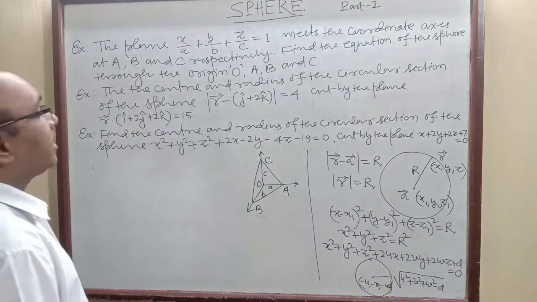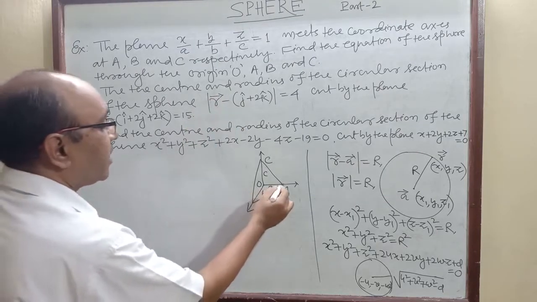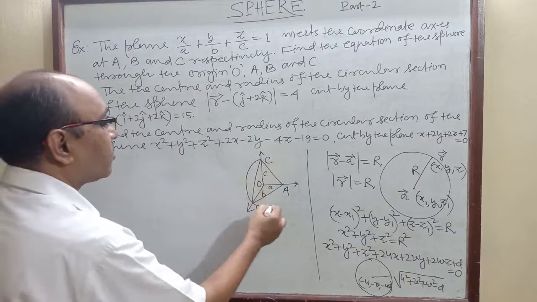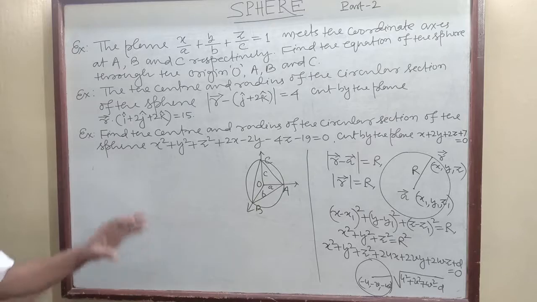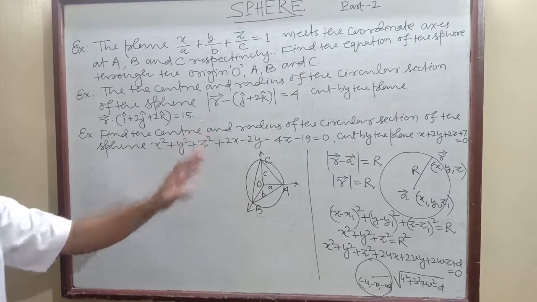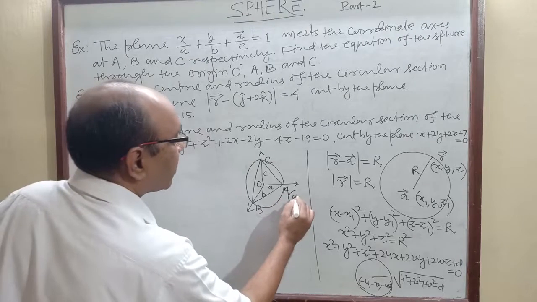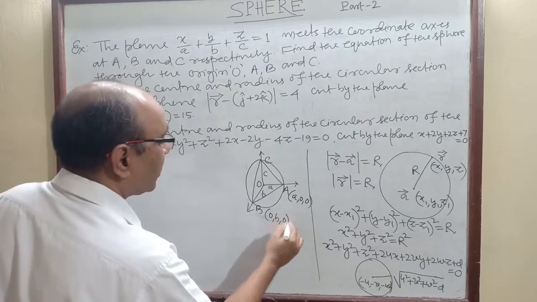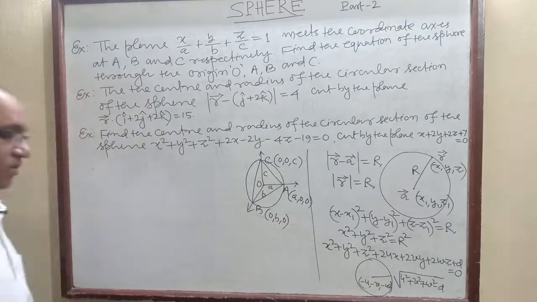The question is: find the equation of the sphere through the origin O, A, B, C. Through these 4 points a sphere can be drawn. We have to find the equation of that sphere which passes through O, A, B and C. The coordinate of A is obviously (a, 0, 0), the coordinate of B is (0, b, 0), the coordinate of C is (0, 0, c), and the coordinate of O is well known, (0, 0, 0).